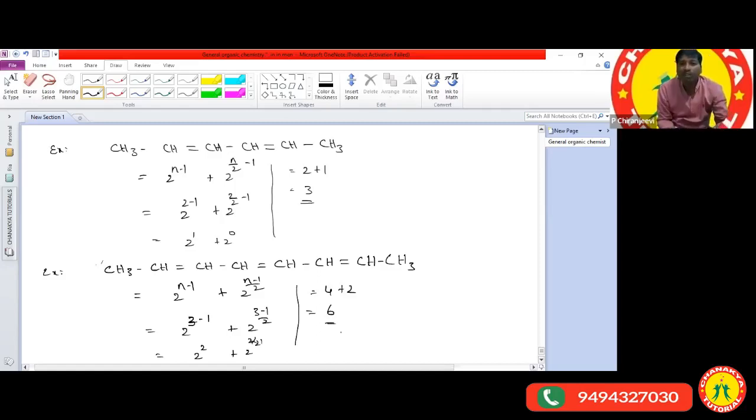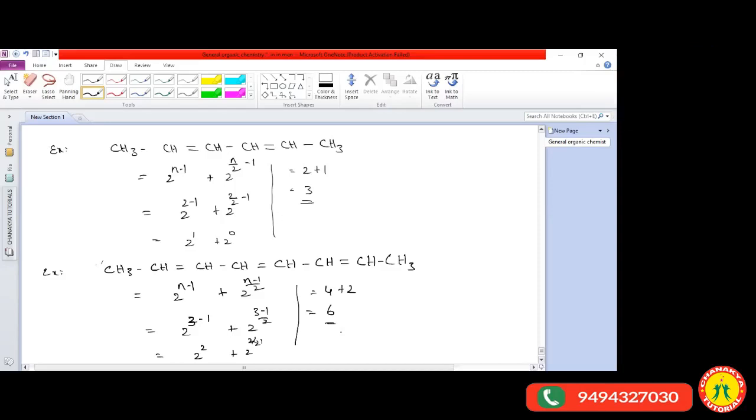Okay. So when can we use this formula? Only in polyenes. Polyenes are compounds which contain more than one double bond. Now, did you get the clarity? Yes, sir. Then we'll go for the next one.